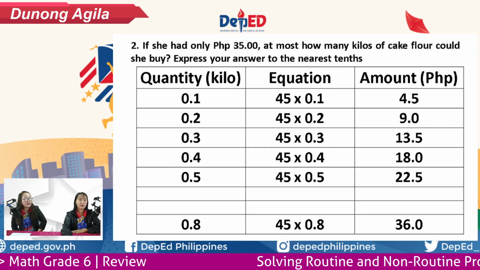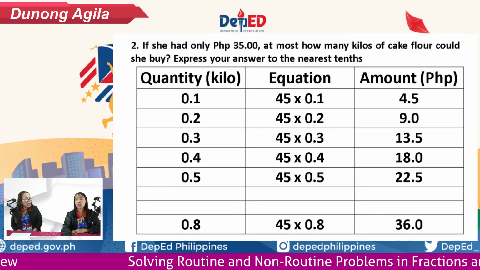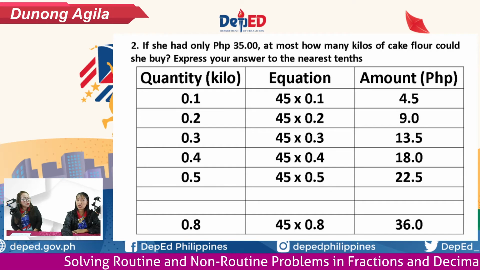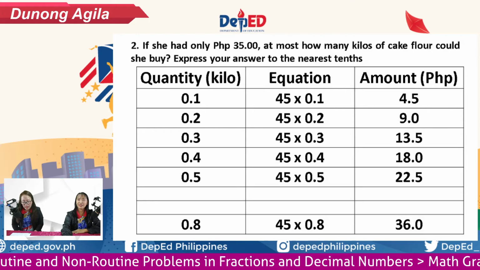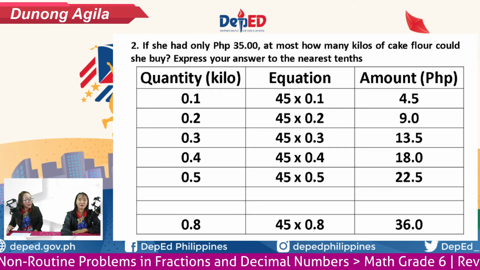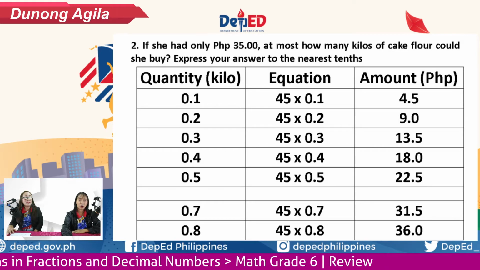Oh, 45 times 0.8. Ay, naku, Ma'am Tin. Sobra na siya sa 35 pesos, sobra na siya ng piso. Yes, ayaw ng tindera na kulang ang bayad natin. So, balik tayo. Punta tayo sa 0.7.